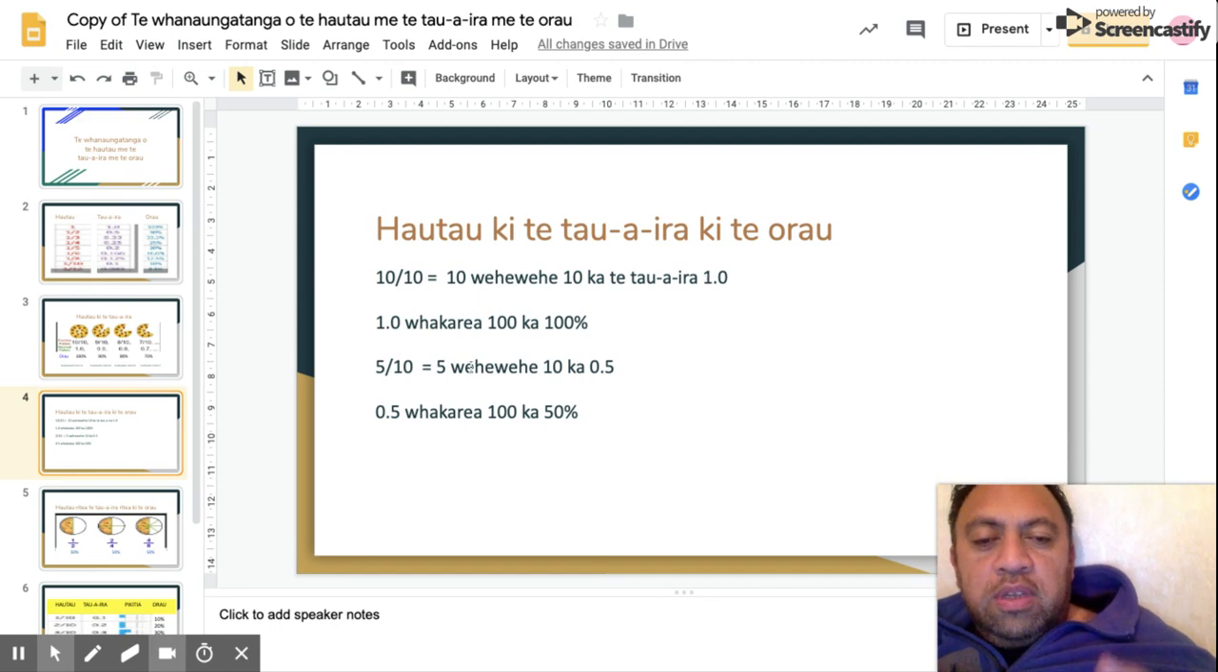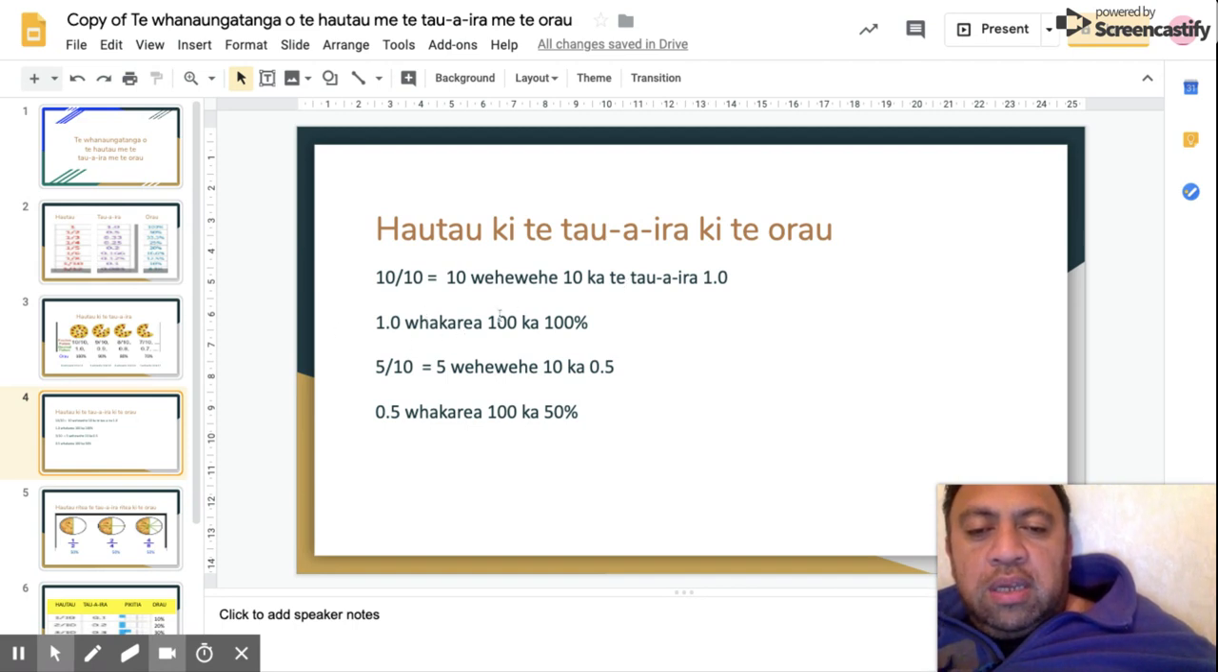So therefore, to make it into a percentage, or an Orau, we grab the tauira, which is 1.0, me whakarea tērā mō te tahi rau, and ka puta atu ki te 100%. Te tahi rau Orau.